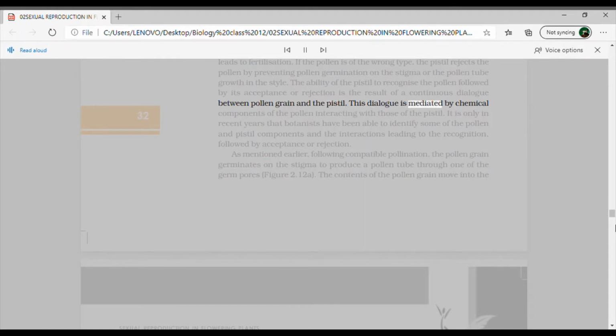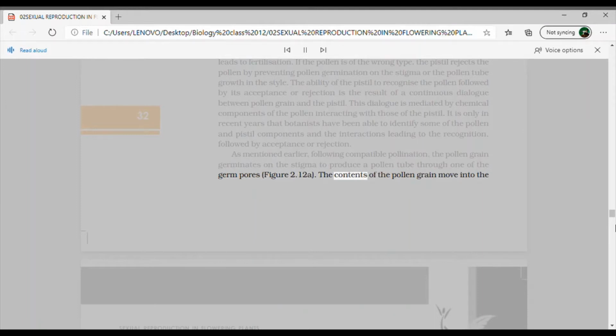This dialogue is mediated by chemical components of the pollen interacting with those of the pistil. It is only in recent years that botanists have been able to identify some of the pollen and pistil components, and the interactions leading to the recognition, followed by acceptance or rejection. As mentioned earlier, following compatible pollination, the pollen grain germinates on the stigma to produce a pollen tube through one of the germ pores, Figure 2.12A.